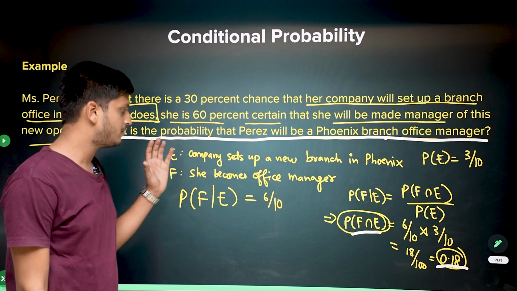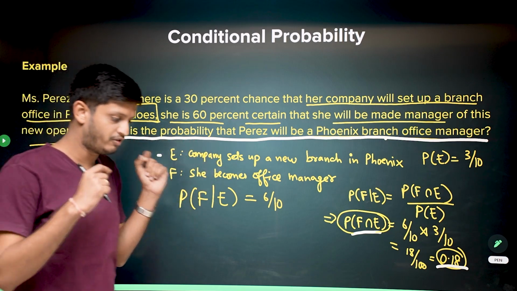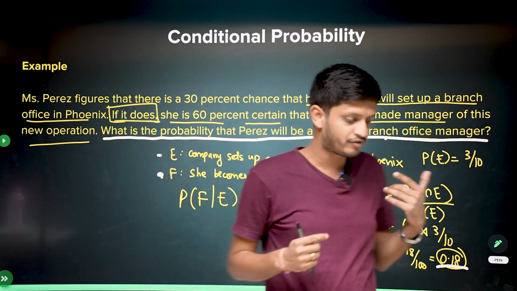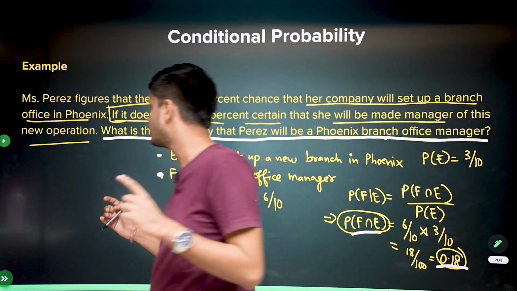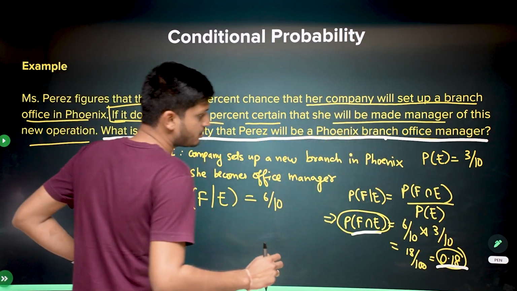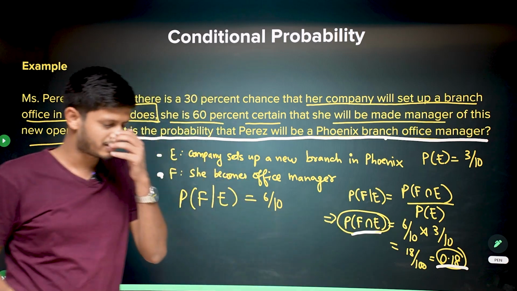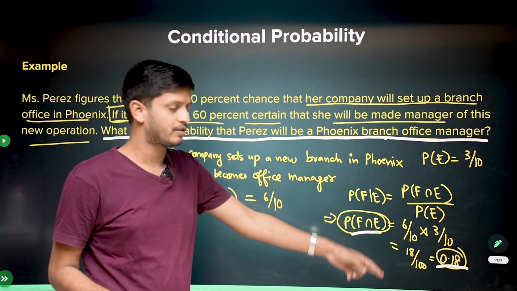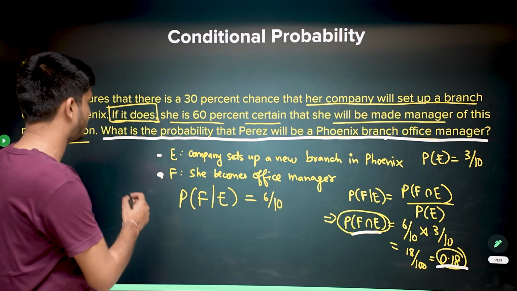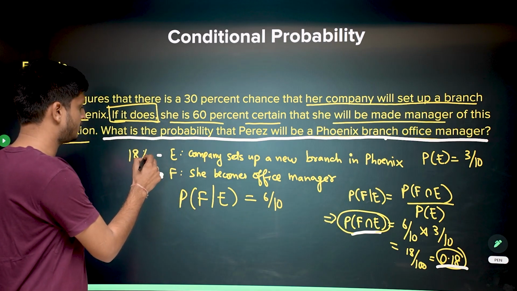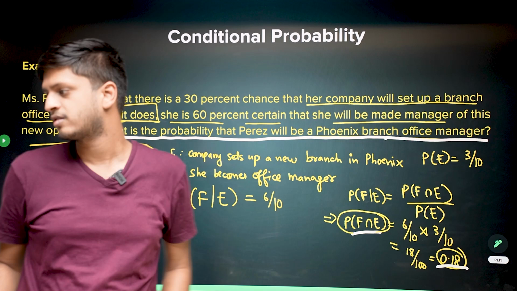So we just didn't want the probability of her being any manager. We want her to be the manager of the Phoenix branch office, right? And that's what P of F intersection E is. Both the events are happening. So there are 18% chances that she will become the manager of this branch.